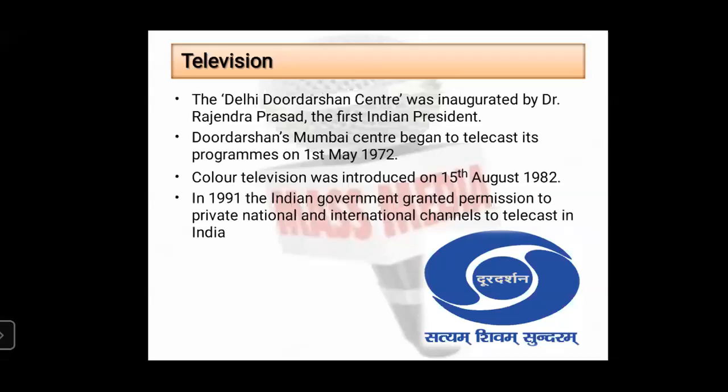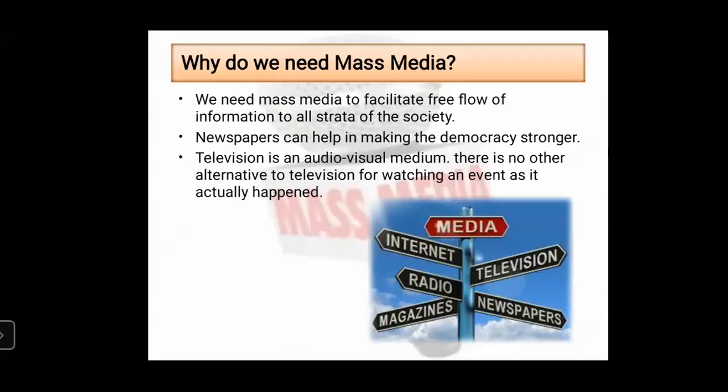We have seen the history and the various modes, that is newspaper, magazine, radio, television, but what is the requirement? Here we need mass media to facilitate free flow of information to all strata of society. Editorials, various columns and supplements are an essential part of newspapers. Readers are also ensured a platform to voice their opinions. Newspapers can help in making democracy stronger. So the first intention is that each and every person should get information, with free flow of information to all strata of society, that is all sections of society.